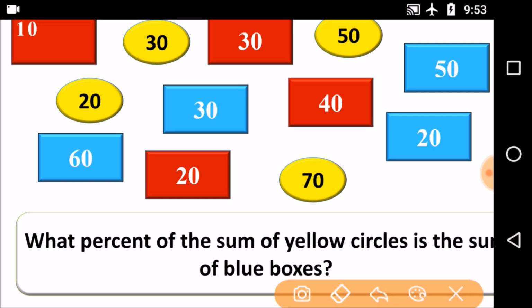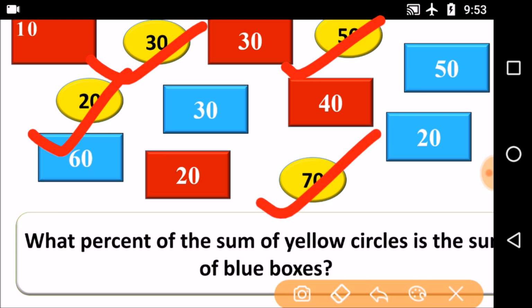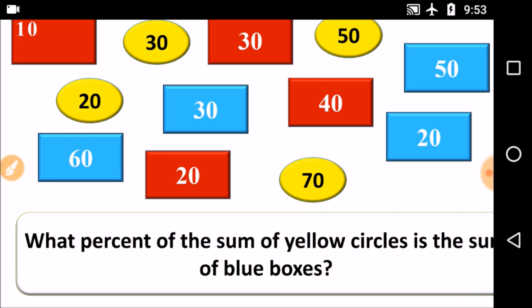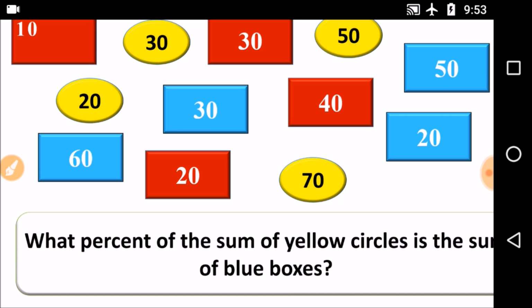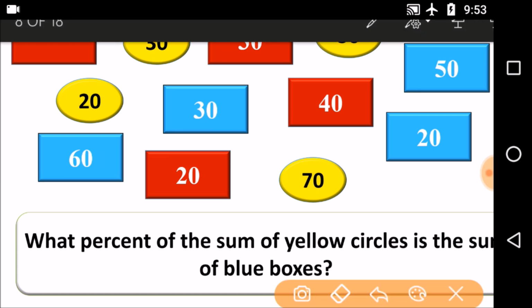So what is the sum of yellow circles? The sum of yellow circles is 20 plus 30 plus 50 plus 70. So what is 20 plus 30? 50. 50 plus 50 is 100. 100 plus 70 is 170. So what is the sum of yellow circles? It is 170, and the next one is, you have to add the sum of blue circles.